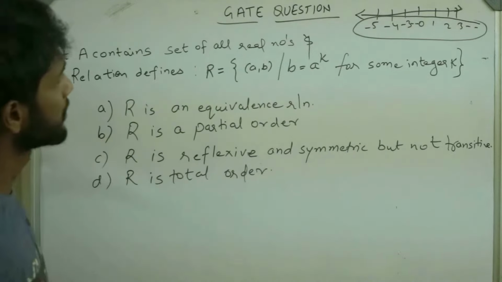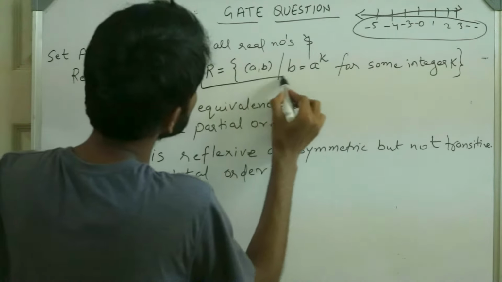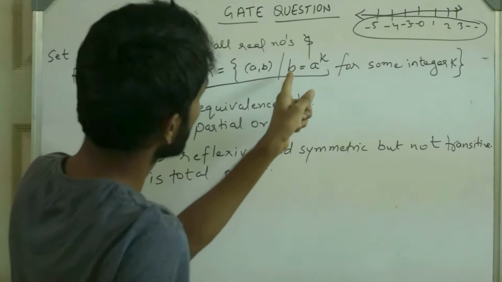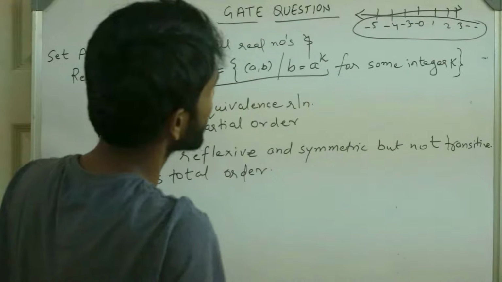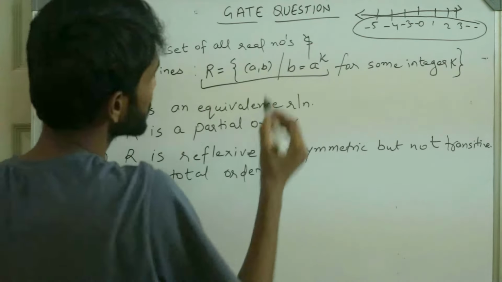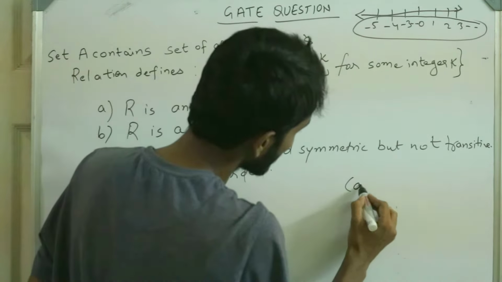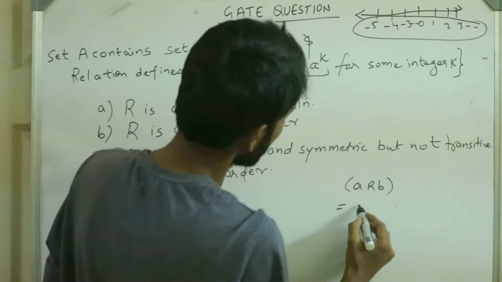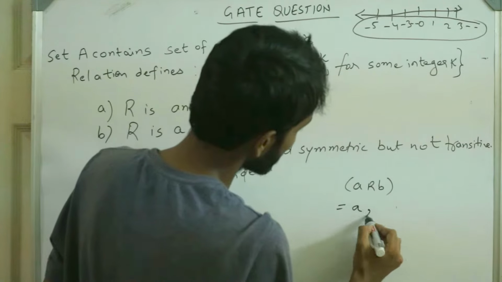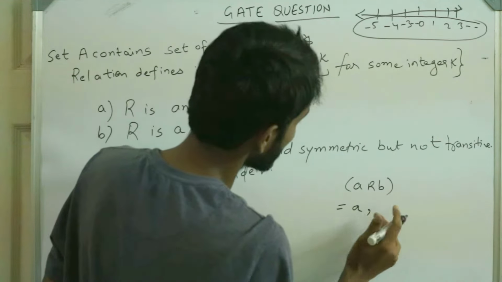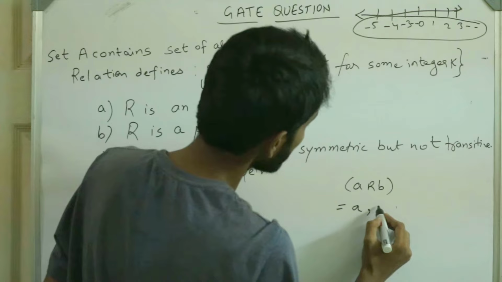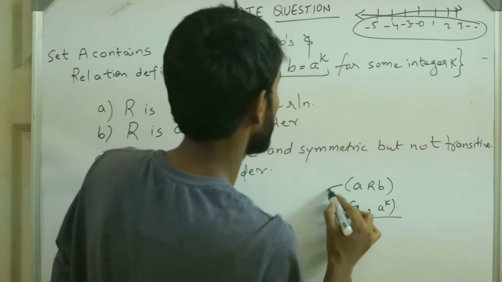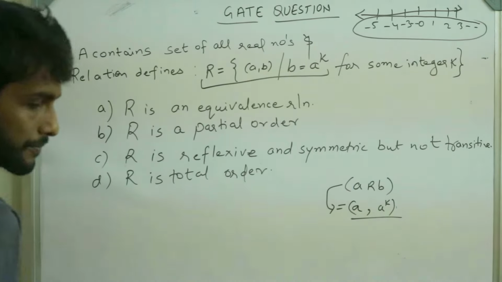The relation defines that (a, b) is in R where b equals a to the power of k, and k is some integer. It means to say that if a is related to b, then in place of b you should write a to the power of k. This means the relation. Okay.